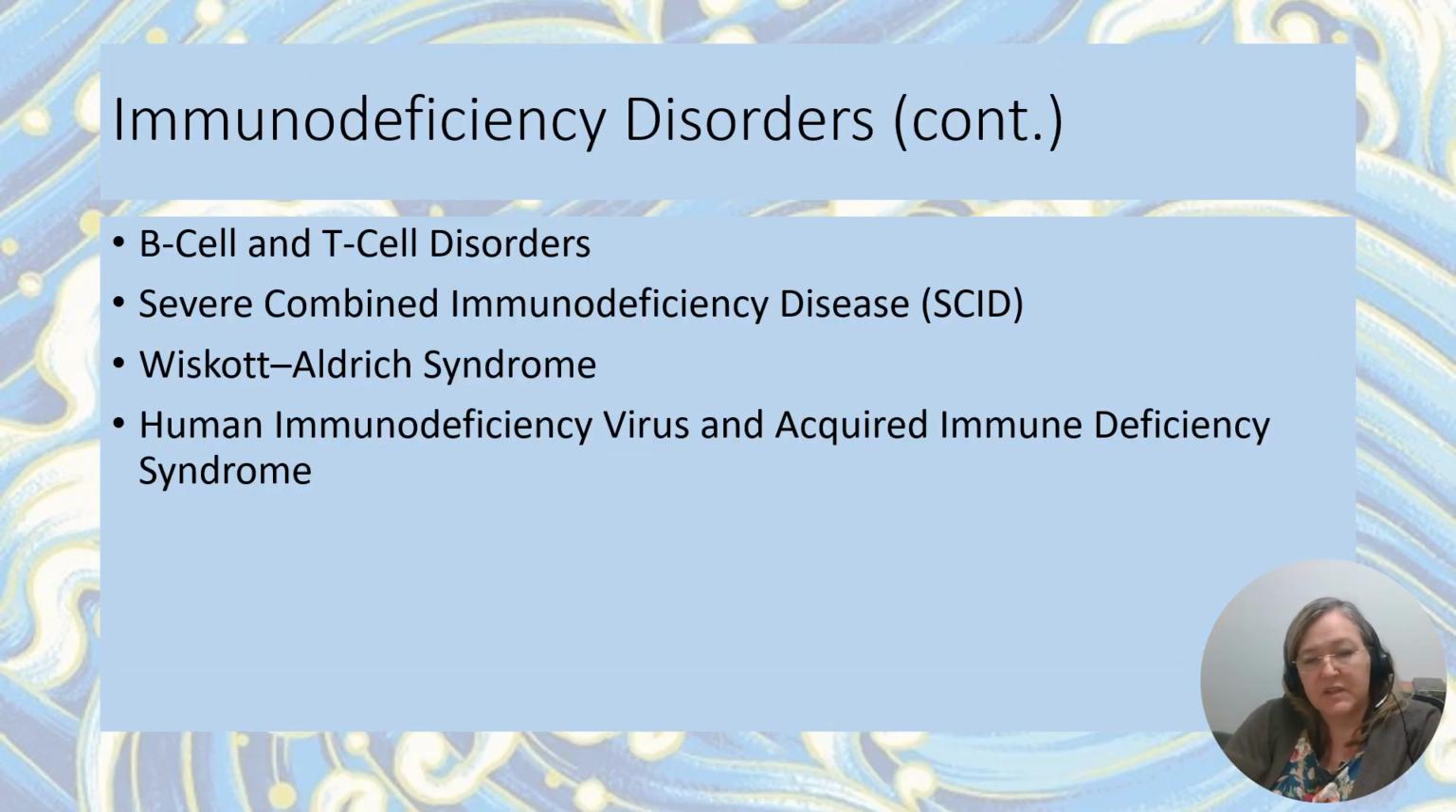So there are a couple of other disorders that we want to talk about. Severe combined immunodeficiency disease, or it's called SCID, is a diagnosis that we're seeing more often in kids these days, and it's a deficiency in B cells and T cells. Also, Wiskott-Aldrich syndrome is one of the disorders, again, that's associated with B cell and T cell deficiency, and then of course HIV.